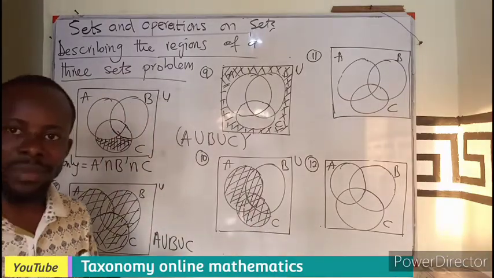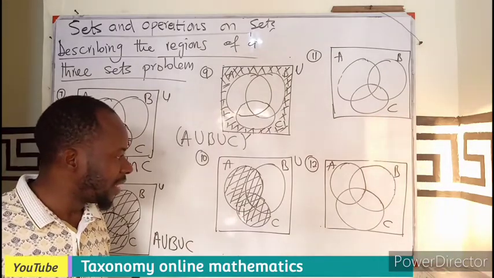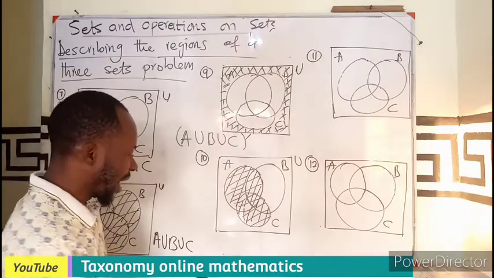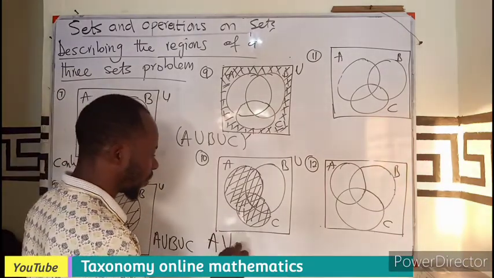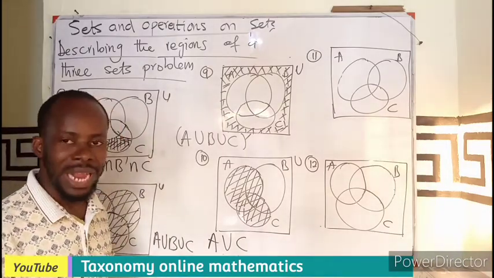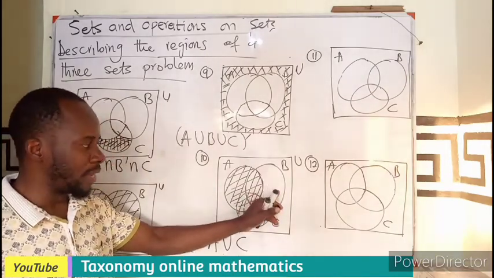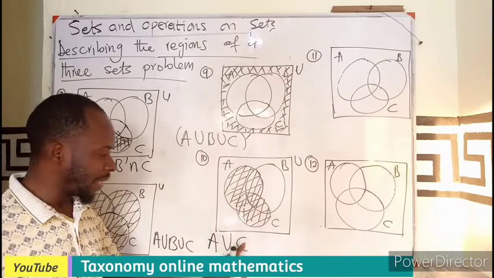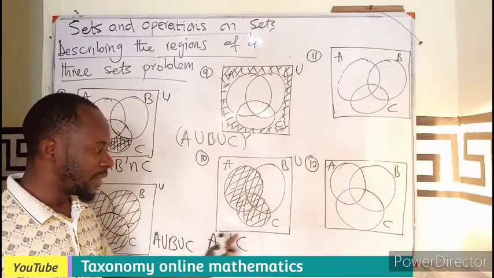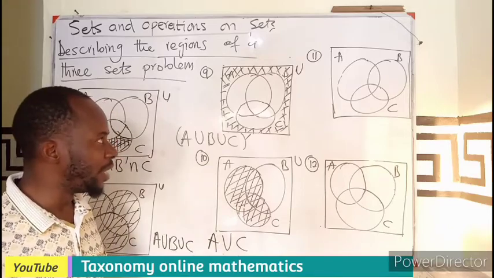Are you seeing this region? How will you describe it? I believe you are seeing completely A, completely what? C. So we can say A union what? C. A union C. A and C combined together. If possible, we can add the complement of B, because the region will still fall here. There has to be intersection B complement. A union C will be there intersecting the B complement.